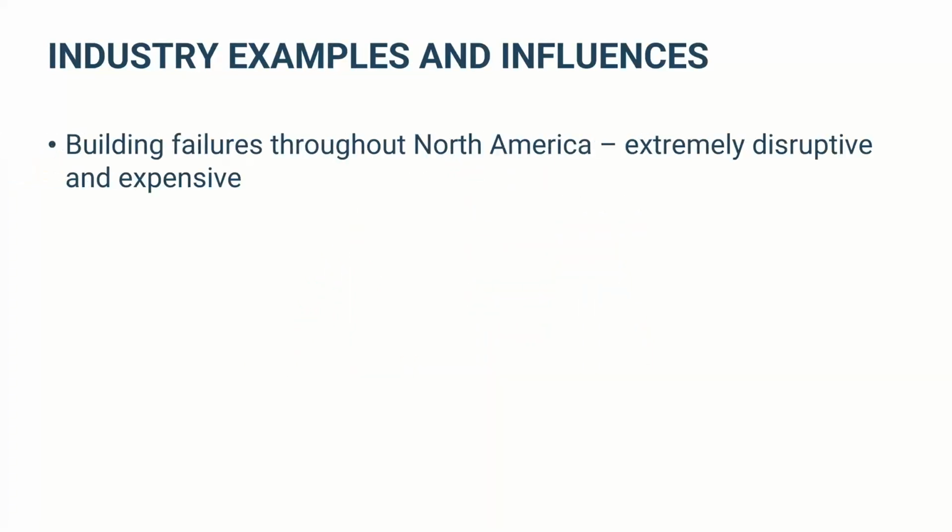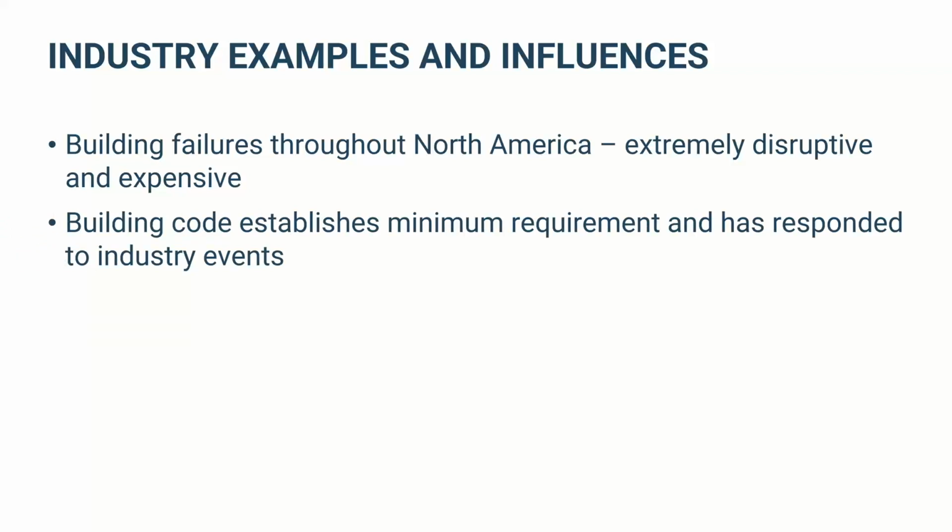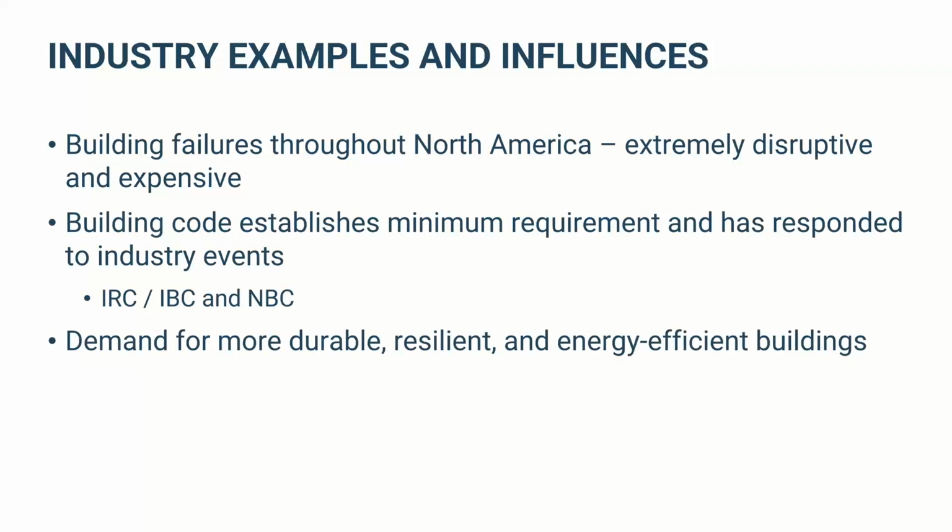Okay, so just some examples. I already mentioned the leaky condo crisis in the Northwest. Lots of expensive failures, billions of dollars in damage and rehabilitation costs. So building codes tried to respond to that. There's some language in IRC and IBC about properly flashing and draining things, but it's not super. It's really just a bare minimum requirement. There's been a demand lately for more durable, more resilient, more energy efficient buildings, and so that's where we get into high performance design. And so this is where water management becomes that much more important.